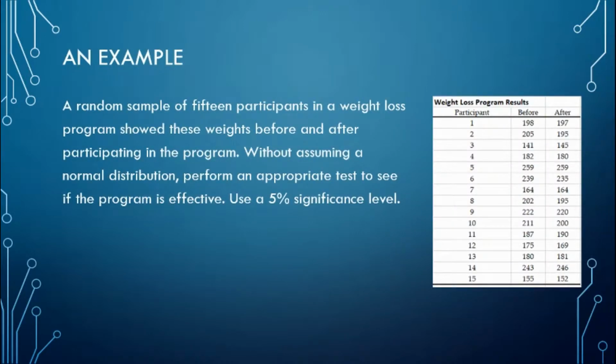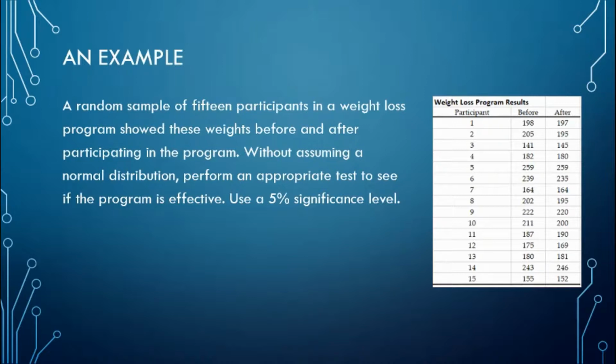This example is taken from a class assignment I've had to do for our stats class. So, a random sample of 15 participants in a weight loss program showed these weights before and after participating in the program. These can be seen to the right. Without assuming a normal distribution, perform an appropriate test to see if the program is effective. Use a 5% significance level.